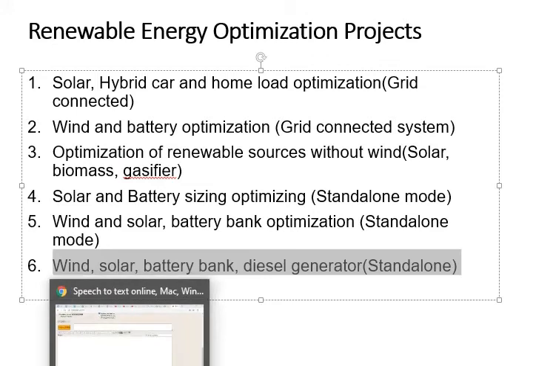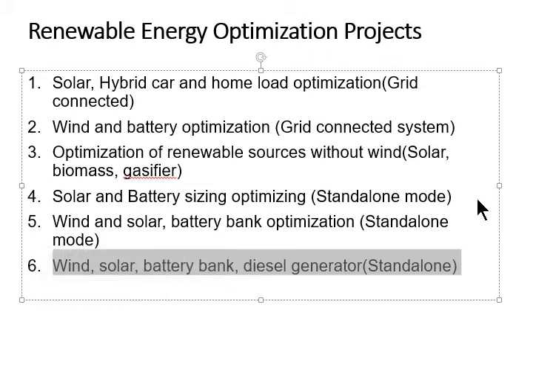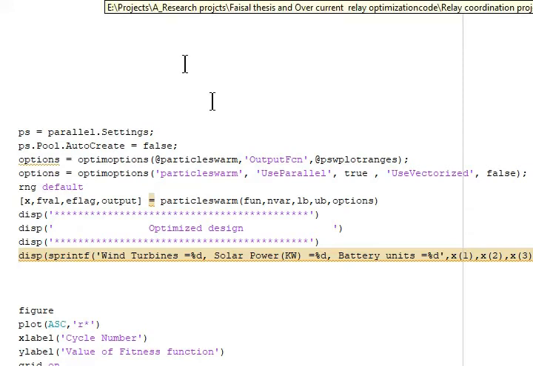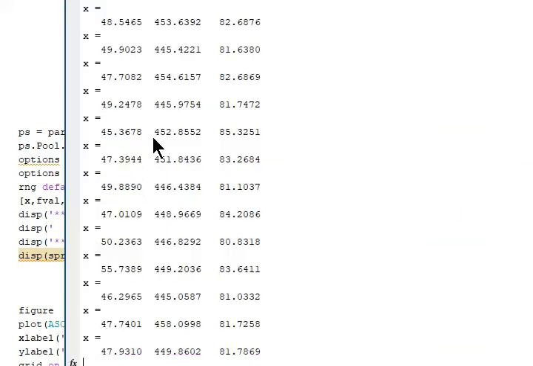The second project is about wind, solar, battery bank and diesel generator operation optimization. It consists of wind, solar and battery bank, and a diesel generator is also installed on the site. This optimization will select the hybrid design that will produce power at the lowest cost. So let's see the simulation. The simulation will give the optimal size of wind, solar and battery bank.